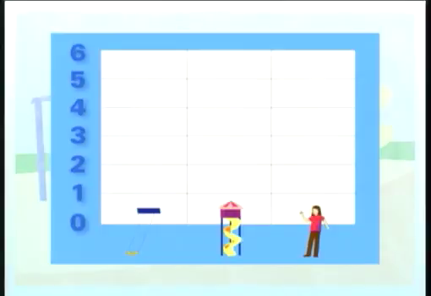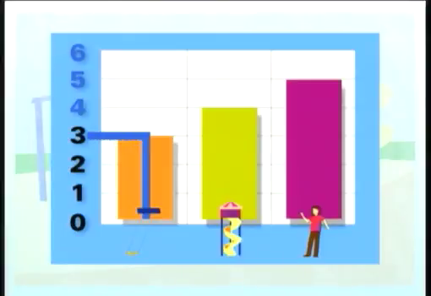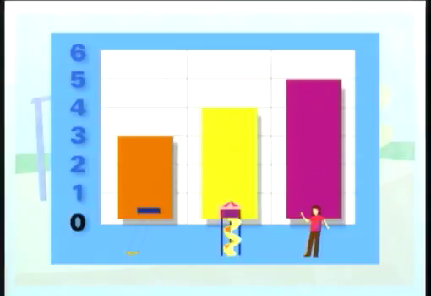Now, let's build the bars on our graph. Remember, the bars on the graph will show us how many there are of each thing. Let's count the swings by reading the bar graph from the bottom up. There are 3 swings at the park. Now, let's do the same for the slides and Elizabeth's friends.